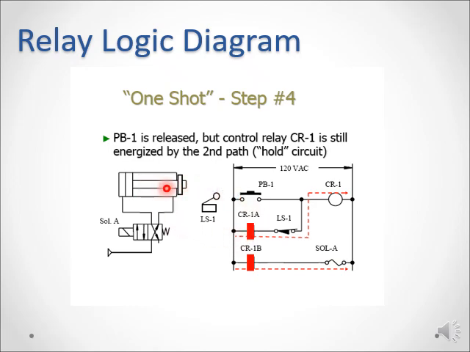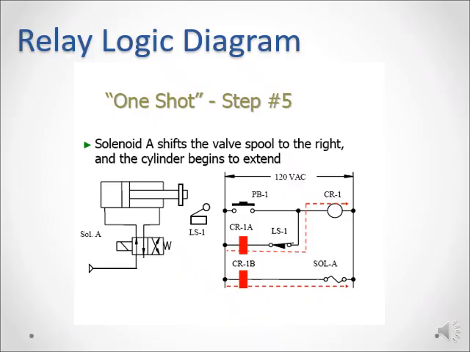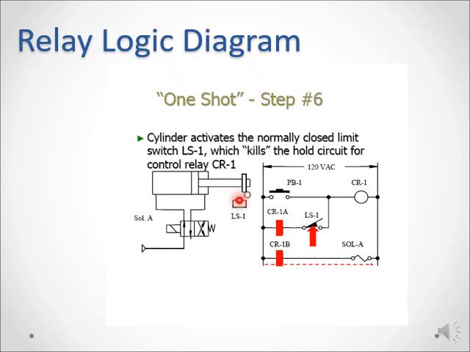Now once this piston moves forward and as soon as it hits LS1, which is currently normally closed, that will cause something. In the next slide, as soon as it hits this LS1, this will cause this normally closed switch to become open, and hence this latch path will no longer carry the current, and CR1 will be de-energized. As soon as it is de-energized, CR1A will be open, and CR1B will also be open.